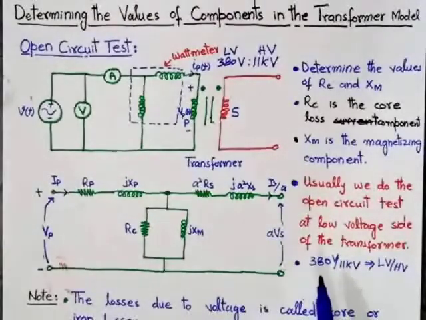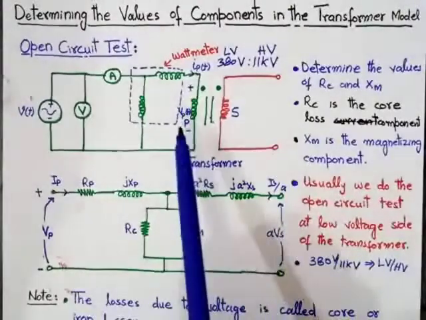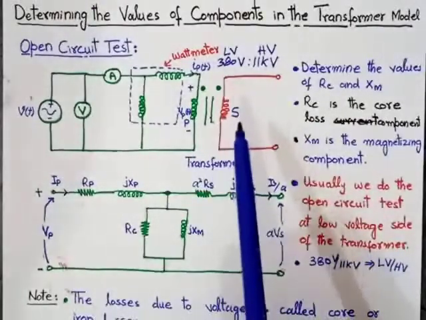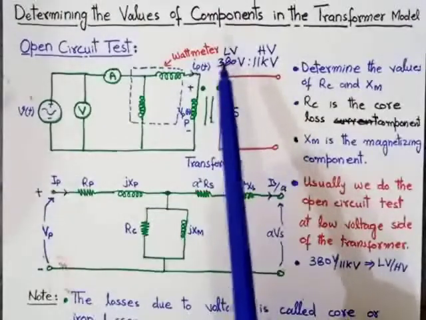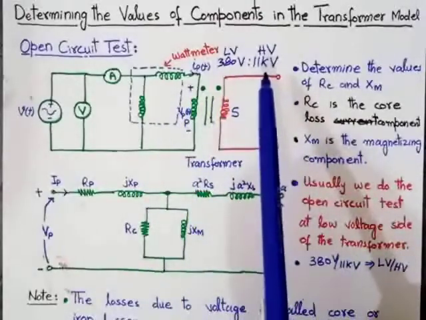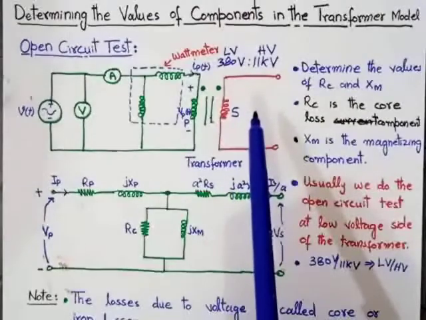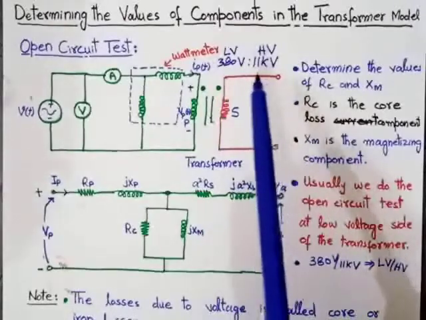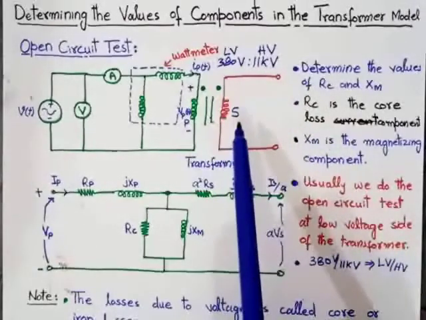Let the voltage ratio of the transformer be 380 to 11 kV, that is, 380 volt to 11,000 volt. The first value, 380 volt, is the primary voltage and the second value, 11,000 volt, is the secondary voltage. In a ratio, the first value shows the primary value and the second value shows the secondary value. So let the primary voltage be 380 volt and the secondary voltage be 11,000 volt.